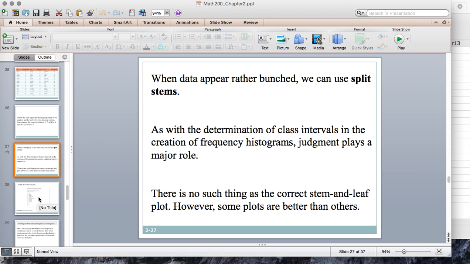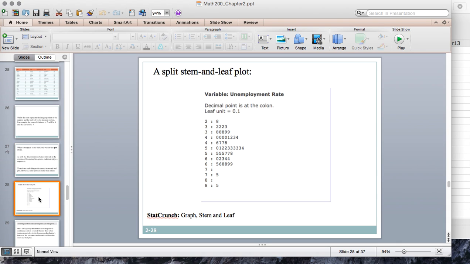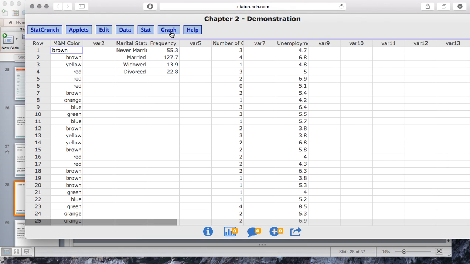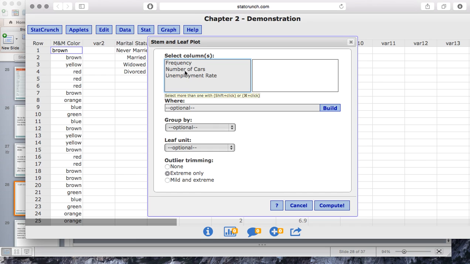Now, thankfully, StatCrunch actually helps you with both of these situations where you're doing class intervals and split stems. When you put your data in, it kind of automatically figures out what you probably would like to display, and then if you want to customize it, you can do that. So in StatCrunch, let me show you how to do this. All you do is graph and then stem and leaf. I have the unemployment data already in here. So if I go to graph, stem and leaf, I'm going to select my unemployment rate data.